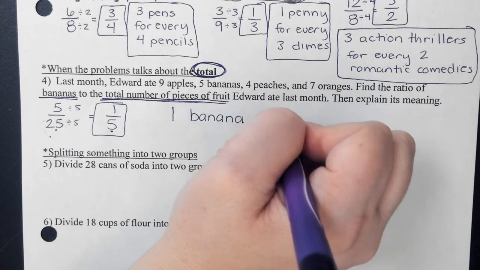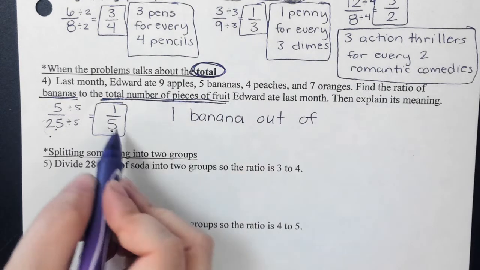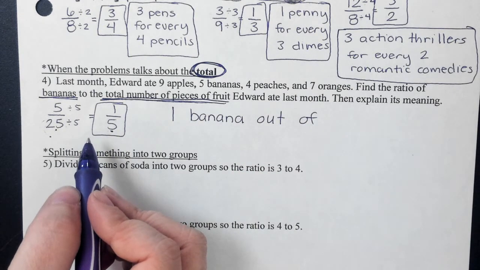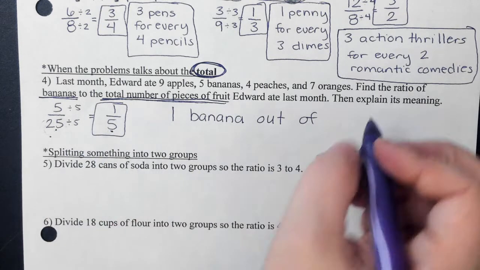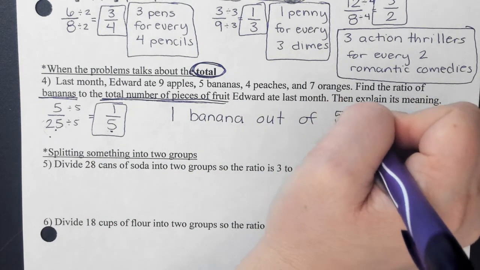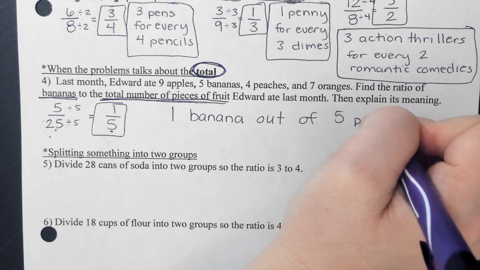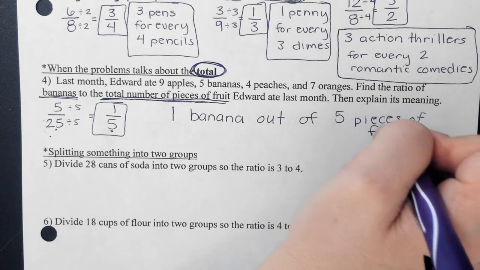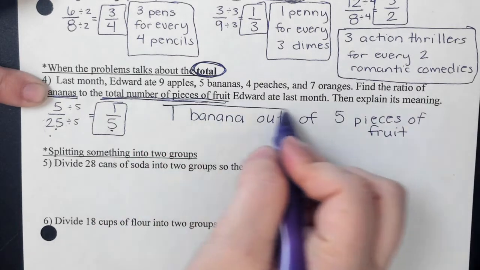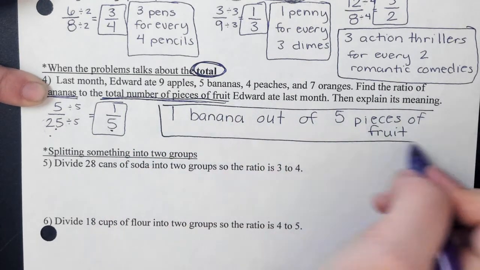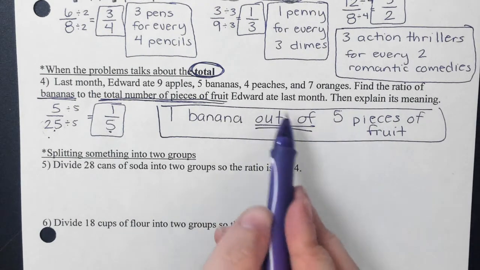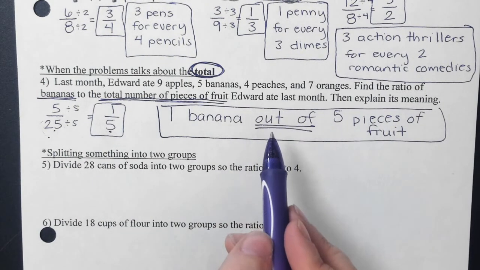out of. So what that means, guys, is in these 5 pieces of fruit, only one of those pieces is a banana. All right. So there's 1 banana out of 5 pieces of fruit. So if it's talking about a total, my wording is going to change to out of, because I'm taking that item out of that total. Okay?